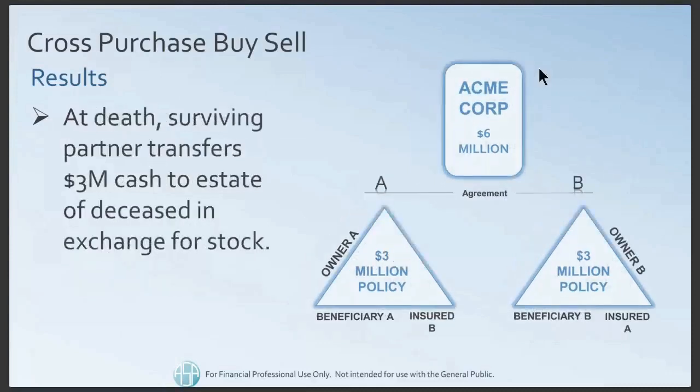What should they have done? Well, what we all see is more common. Owner A buys a policy on B for 3 million and names owner A the beneficiary of it, and B does the same thing. So in this case, if B passes away, then owner A gets the $3 million and says, okay, we're going to execute this written agreement. I'm going to write you a check for 3 million, your estate, and in consideration of that, your estate is going to turn the stock over to me. And now, in this case, owner A would own 100% of the company. It's a tax-free exchange, and everybody is very happy.